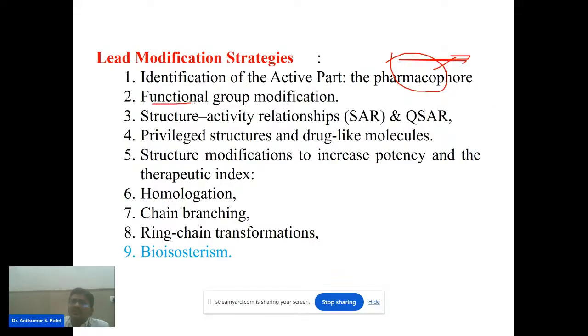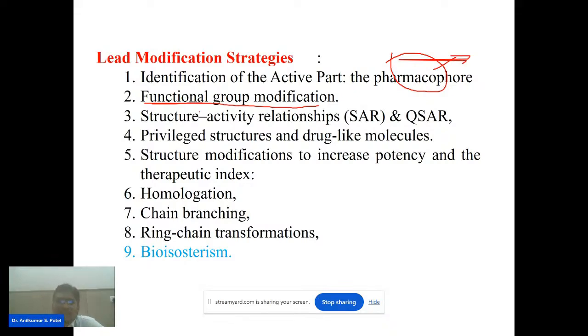Second one is functional group modification. If we find a lead molecule and change its functional groups, it may reduce its biological activity or it may increase its potency. So functional group modification means we change a functional group. If a fluorine group is present, we can change it with another halogen, or replace hydrogen with another functional group. So this lead modification strategy may lead to potent biological activity.